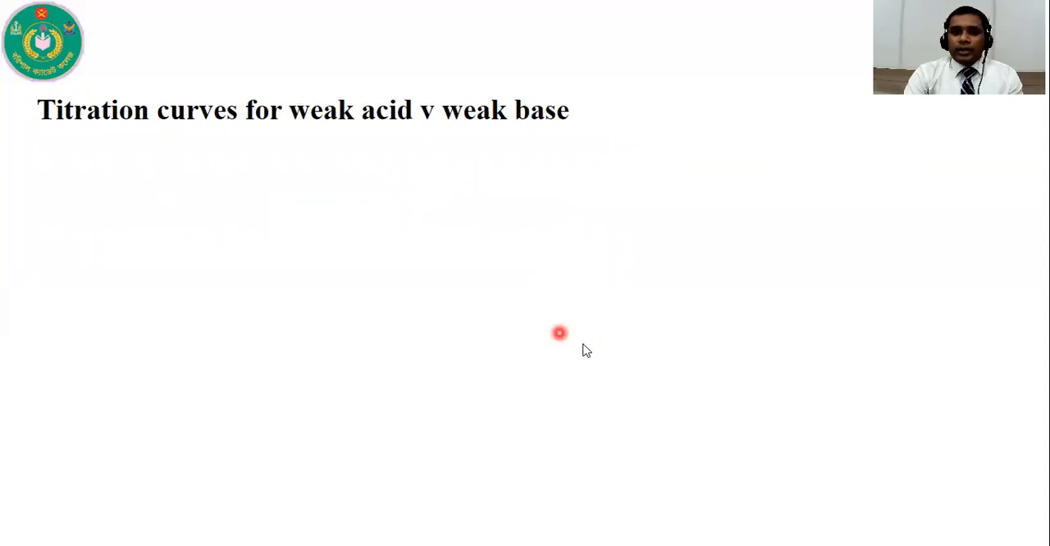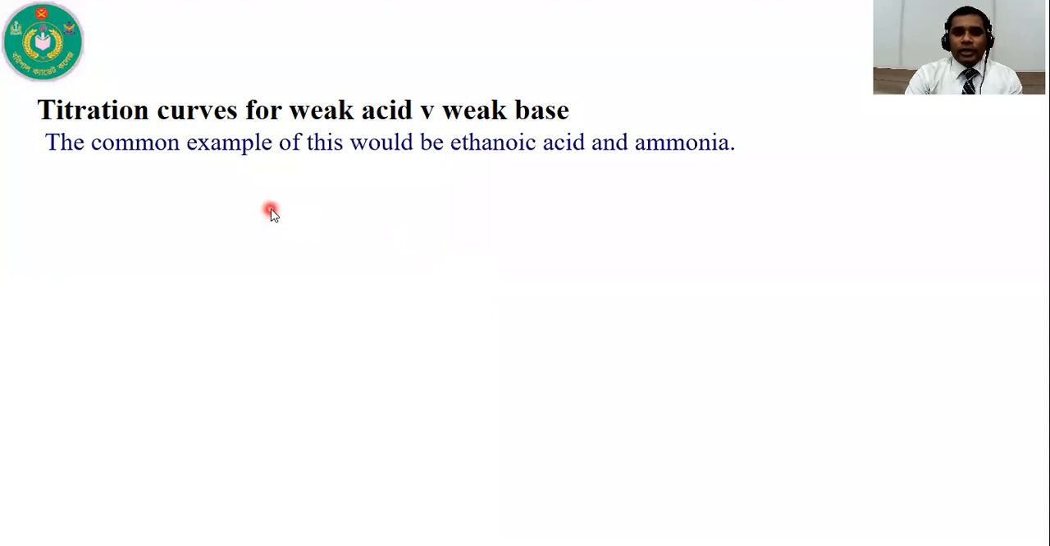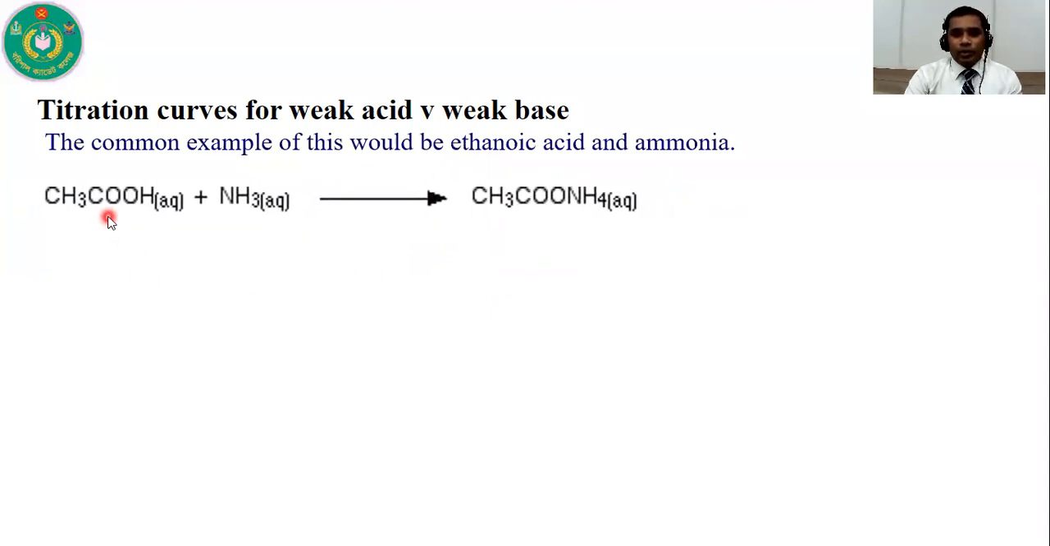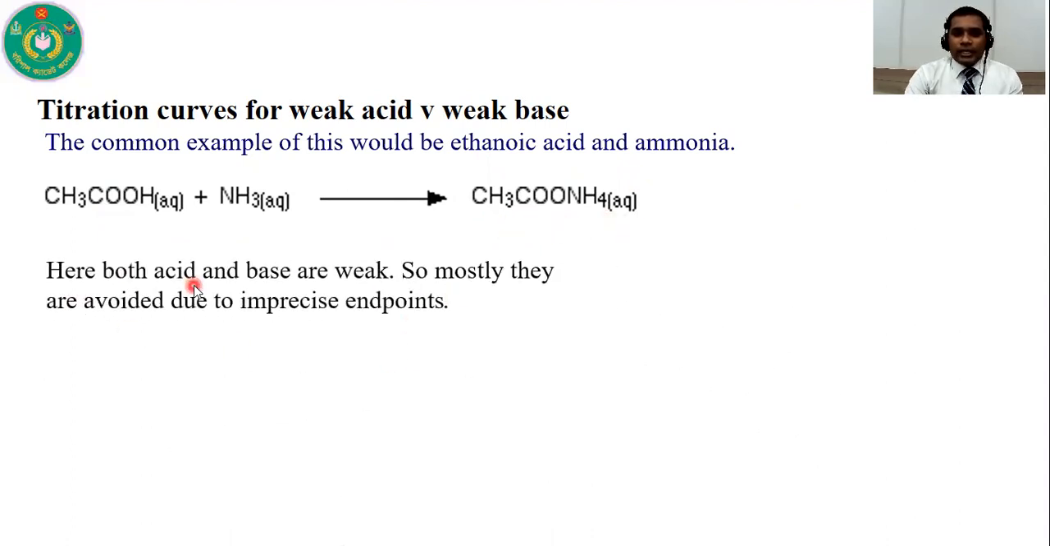Now, if a weak acid is titrated with a weak base, if both are weak, then what will be the titration curve? The common example of this would be ethanoic acid and ammonia. You know that ethanoic acid is a weak acid and ammonia is a weak base. So we get ammonium ethanoate. Here both the acid and the base are weak. So mostly they are avoided due to imprecise endpoint.